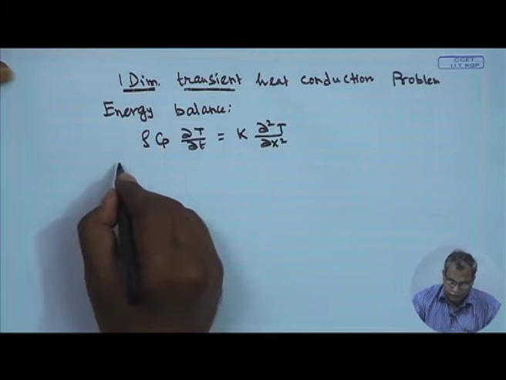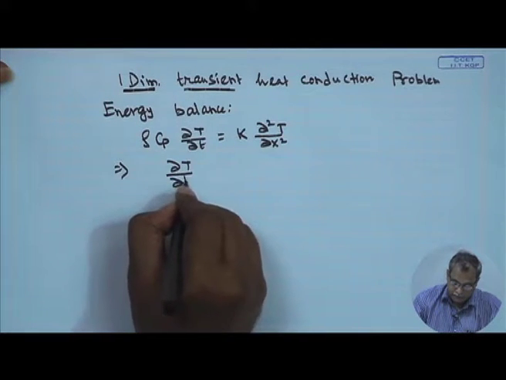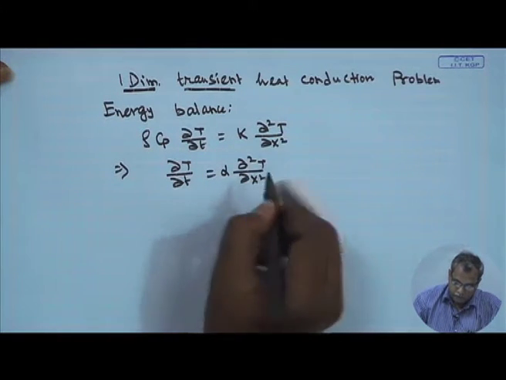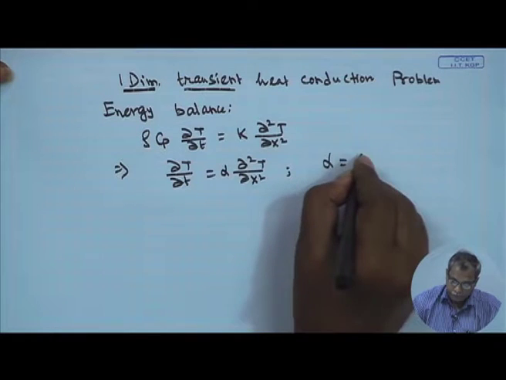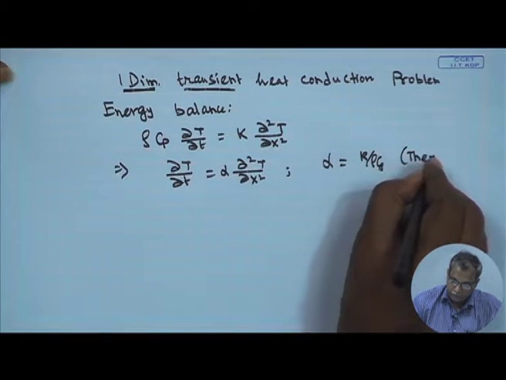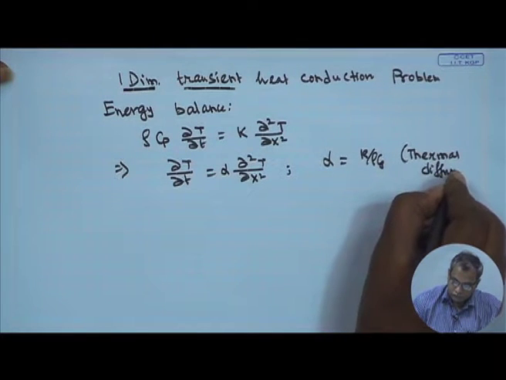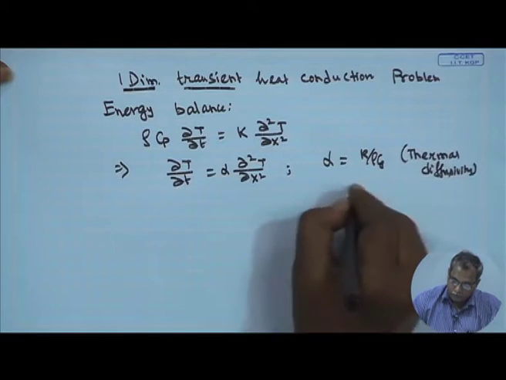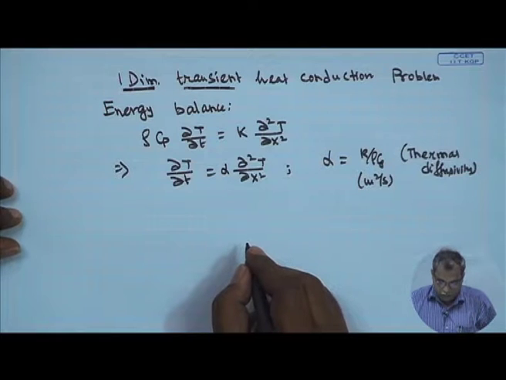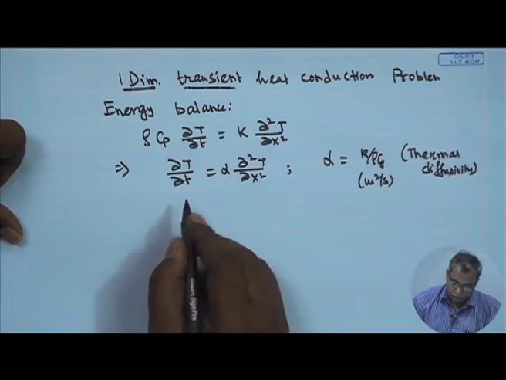Okay. So we can convert this as del T del t is equal to alpha del square T del x square, where alpha is called the thermal diffusivity. So K by rho Cp is known as the thermal diffusivity, and it has a unit of meter square per second. Okay. Now we will see how this equation can be solved.